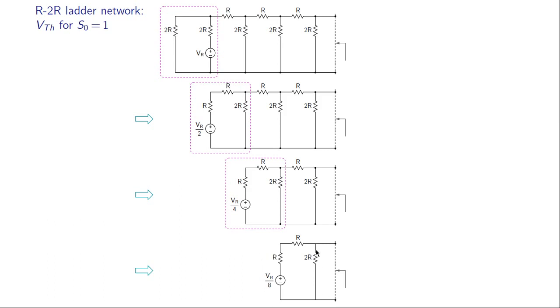Once again, this network is exactly the same as any of these, except the voltage supply is now VR by 8. So we are going to get a Thevenin resistance RTH equal to R for this entire network, and a Thevenin voltage of half of this, that is VR by 16. So that is our final answer. So as seen from here, the Thevenin voltage is VR by 16.